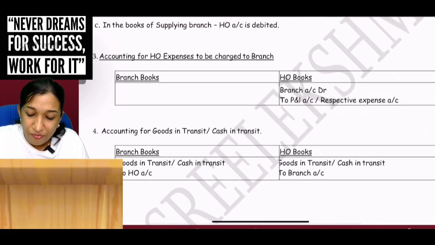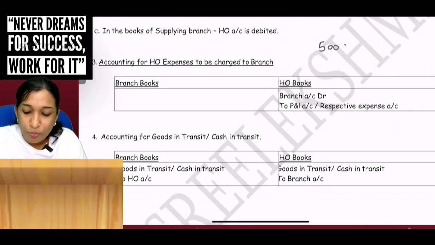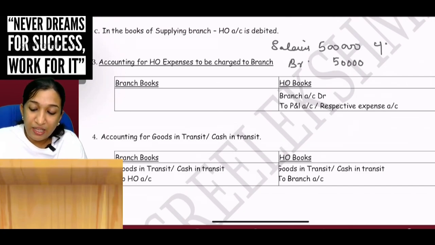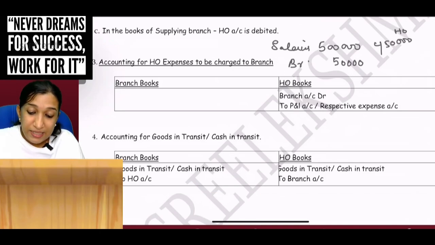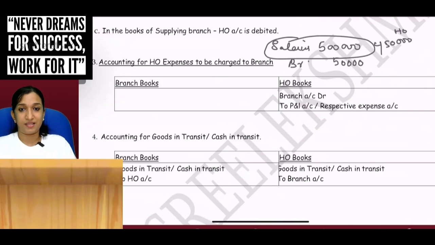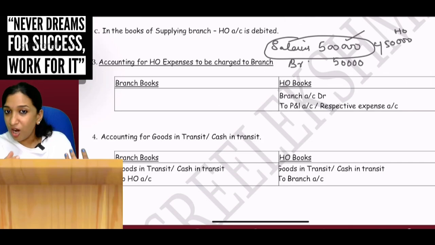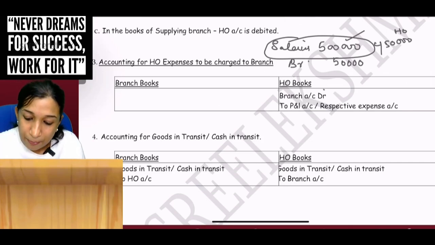So, in the books of head office, if there is 5 lakhs rupees of salaries, at year end I realized that 50,000 is the salary of the branch and only 4,50,000 is the salaries of head office. But now my salary account is showing 5 lakhs. So what will be the entry in the books of head office? Head office expense is not 5 lakhs. It is only 4,50,000. So what entry will you pass?